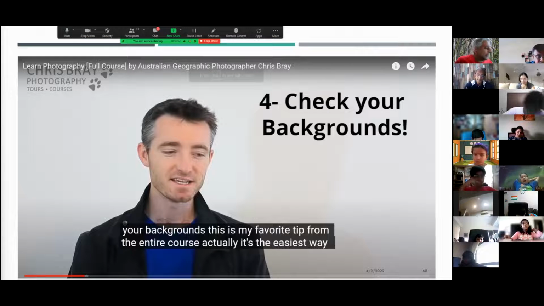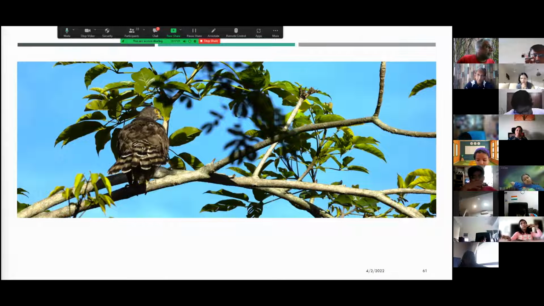The other thing is checking your background. Tip number 4: it's very important to make sure you check what is going on in the background when you take the photograph. Here is a picture of an eagle, a crested serpent eagle, on a branch here in Sungai Long. I love the blue color at the back, but unfortunately, the angle I'm taking makes the branches and the leaves very complicated, so you cannot really see the bird. So I had to move.